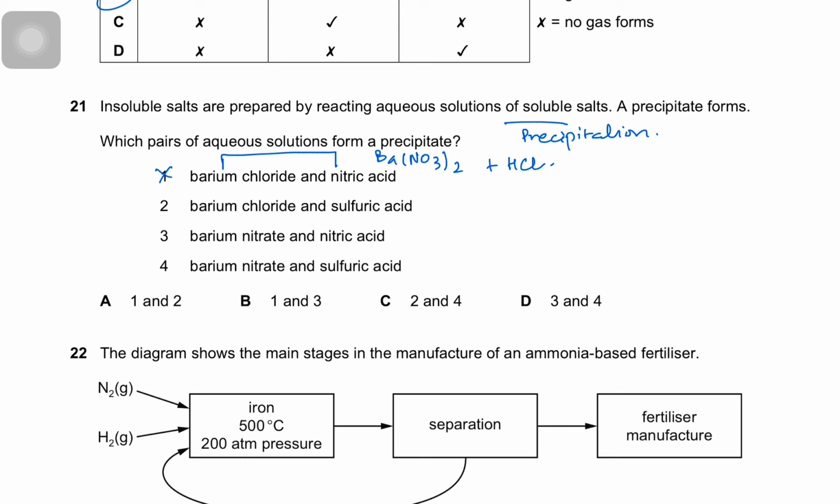Barium chloride and sulfuric acid. Barium chloride has barium ions over here. Sulfuric acid has sulfate ions over here. They make barium sulfate precipitates. Barium nitrate and nitric acid, again, shouldn't give you that, because that's going to be barium nitrate over here. You're not going to get anything substantial as a precipitate. Barium nitrate and sulfuric acid. So again, barium is here, sulfuric acid is going to give you barium sulfate. So 2 and 4 are the only ones which give you precipitates.